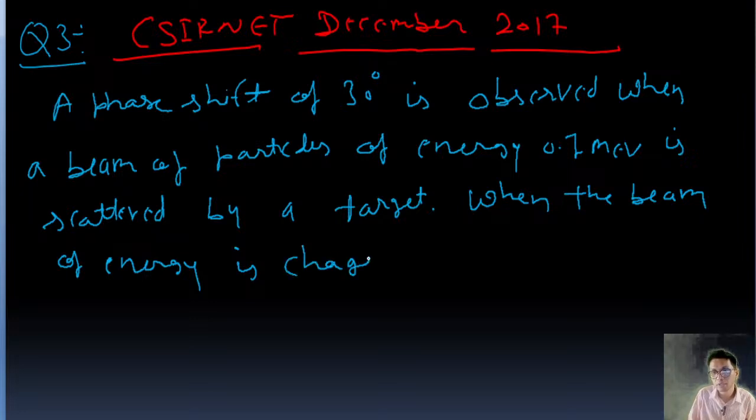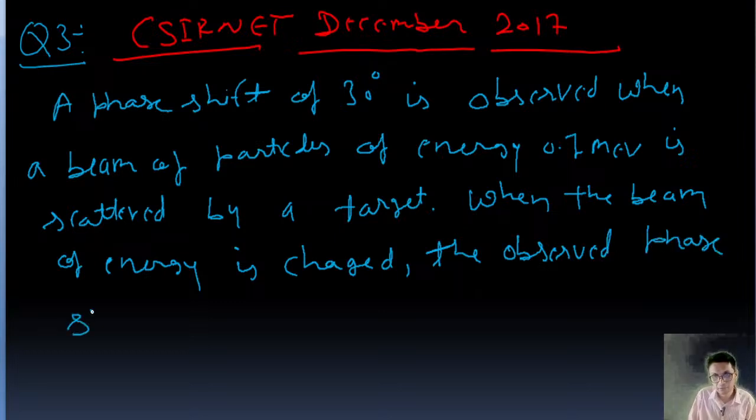This is a 5 marks question, guys, but a very easy question. You can solve it in 1 minute. I'll tell you how. Okay, but it's a 5 marks question which is asked in 2017. So when the beam of energy is changed, the observed phase shift is 60 degree. Okay, so when energy is 0.1 MeV, then the phase shift is 30 degree, and now we have changed that energy, right? And we've observed the phase shift is 60 degree.